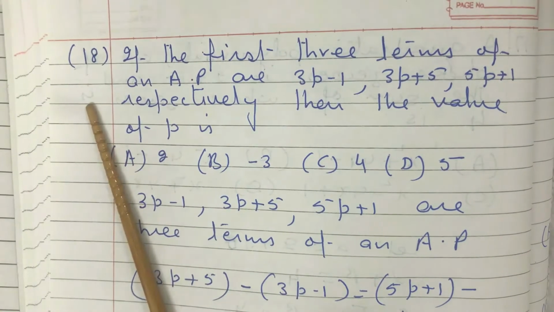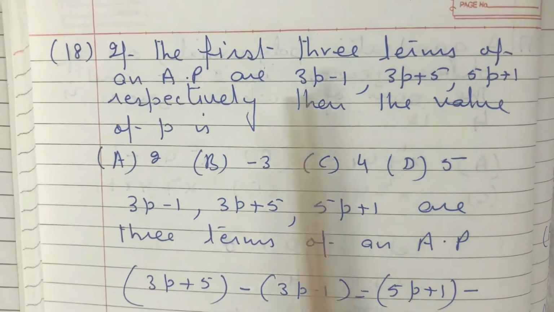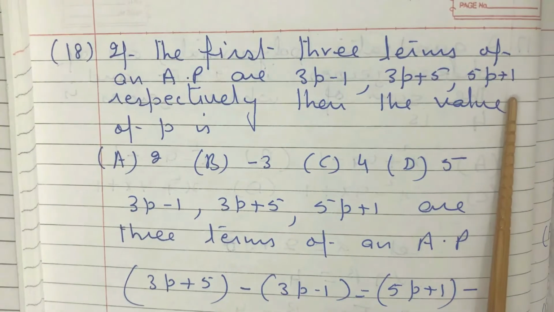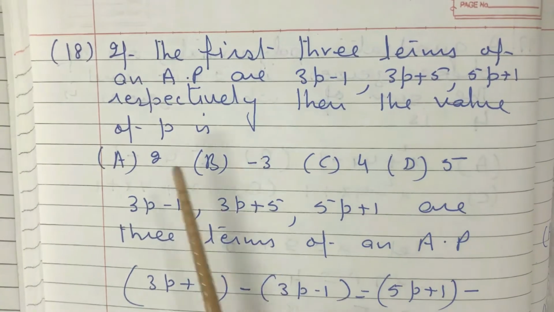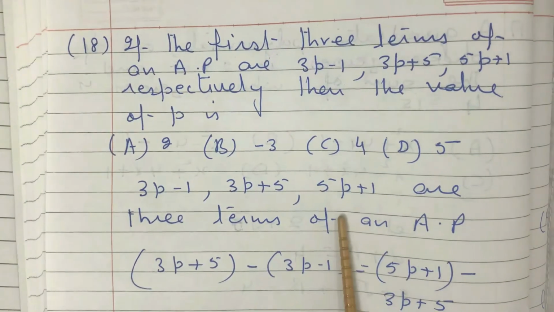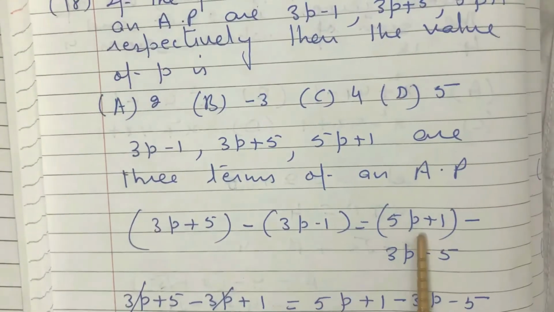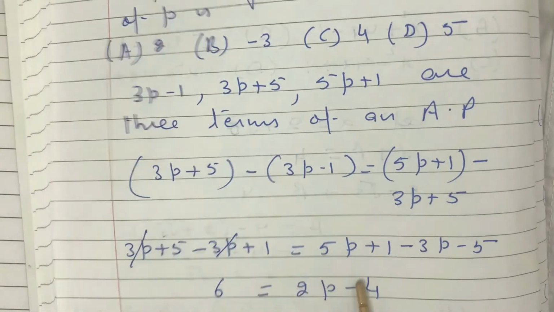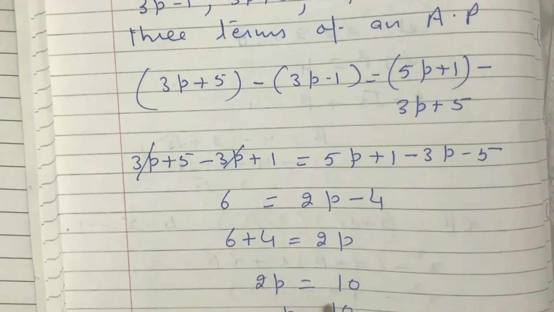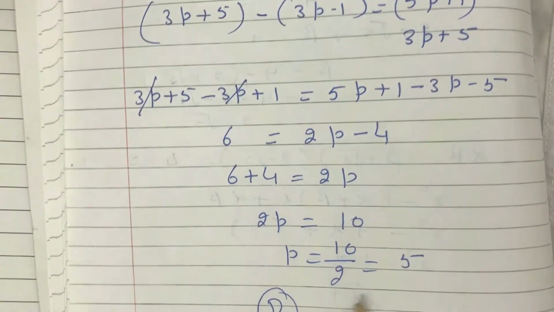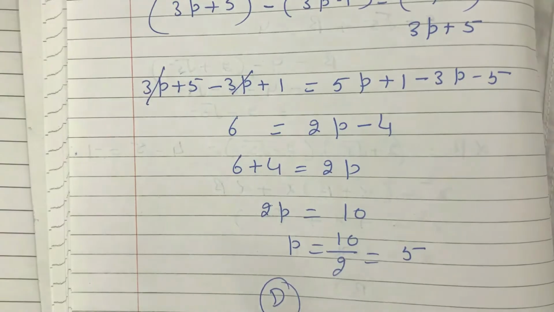Now the 18th question. If the first 3 terms of an AP are 3p minus 1, 3p plus 5, 5p plus 1 respectively, then the value of p is, there are 4 options. Now they are in AP. So it means the common difference is the same. It means this minus this is equal to this minus this. Now solve this and you will get the value of p, which is equal to 10 by 2, that is equal to 5. So D is the option.